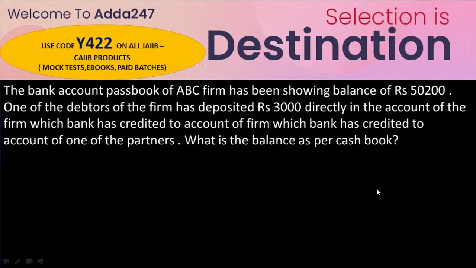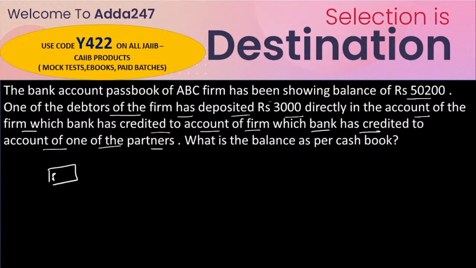After that, another one is also the same kind of question, so first read it yourself. The bank account passbook of the firm has been showing a balance, like in the previous one, that is 50,200 rupees, and one of the debtors of the firm has deposited 3,000 rupees directly in the account of the firm. Okay, which the bank has credited to the account of one of the partners.